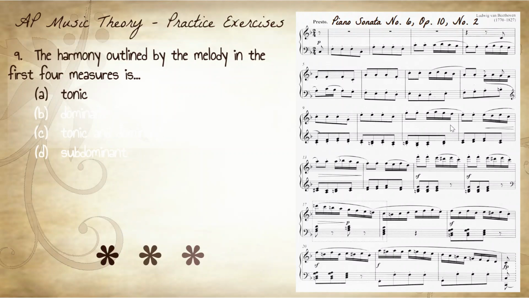Correct answer is A. The first four measures of Sonata number 6, op. 10, are all centered around the tonic harmony. The first three measures are actually the tonic arpeggio.